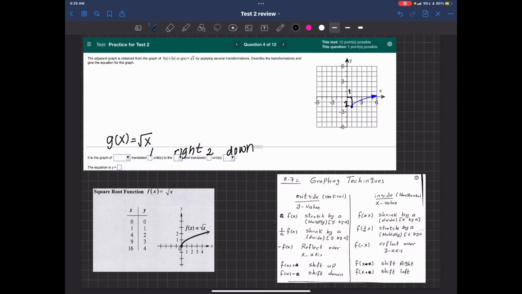So let's go ahead and write out our equation. So I have x. Okay, so I go to the right 1 unit, so that's going to be underneath the square root.